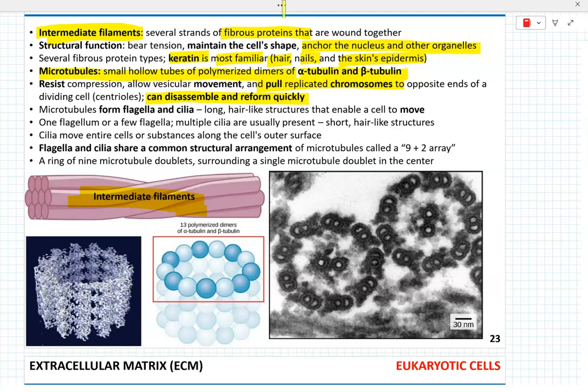In addition to their structural and movement function, microtubules also form flagella and cilia, the long structures that make cells move. Flagella can be numerous, or there can be only one flagellum. Cilia are usually in huge numbers. These are short, hair-like structures that can either move the cell or move substances along the cell surface.